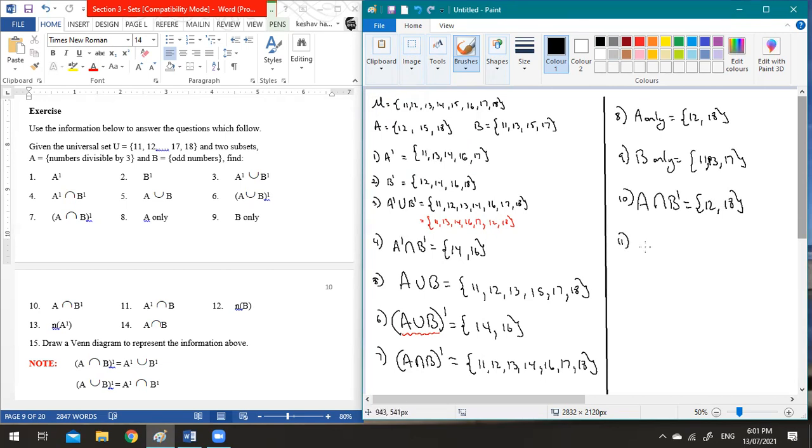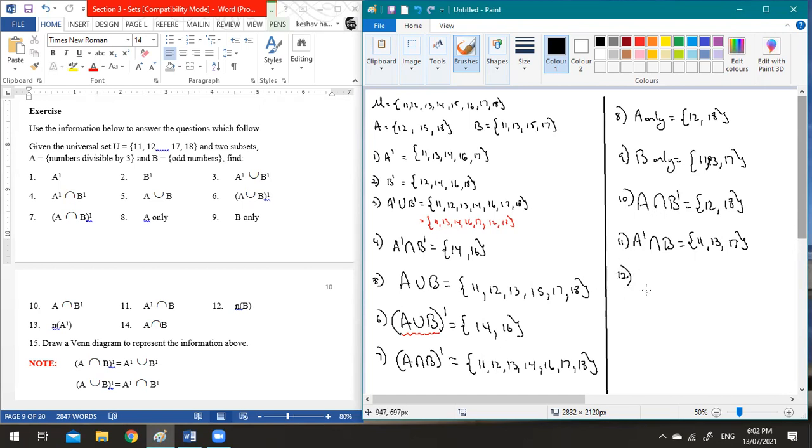Number 11, A prime or A composite intersect B, right? And again, now this is the A composite set, 11, 13, 14, 16, and 17, and B is 11, 13, 15, and 17. So the common elements in that case would be 11, 13, and 17. Right, so remember the intersection, the upside down U, is common elements.